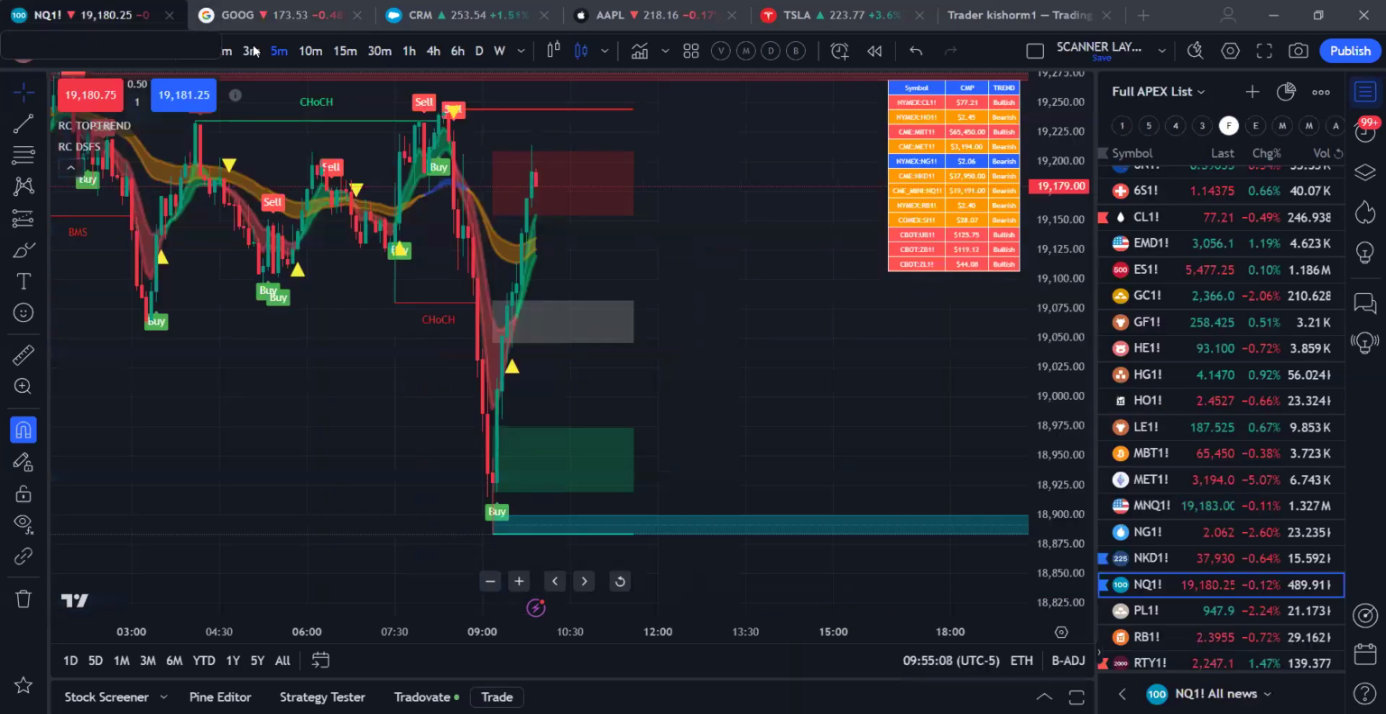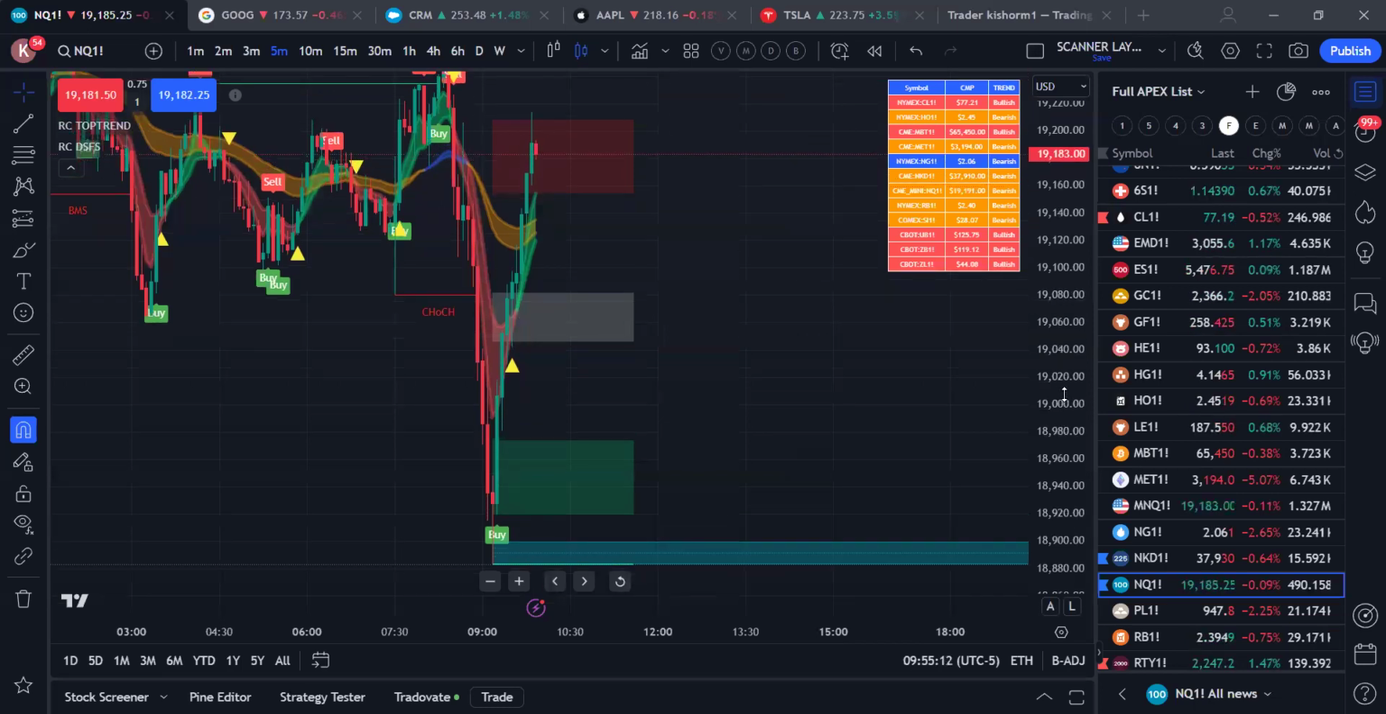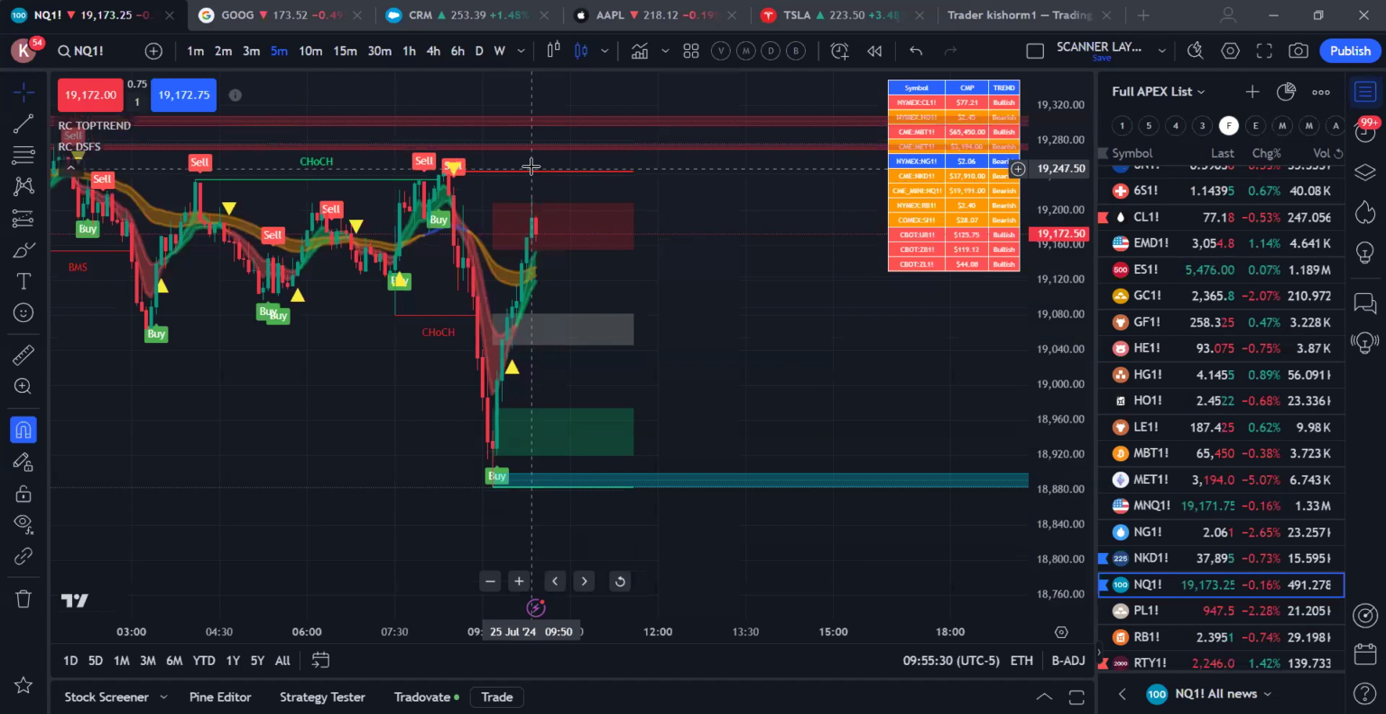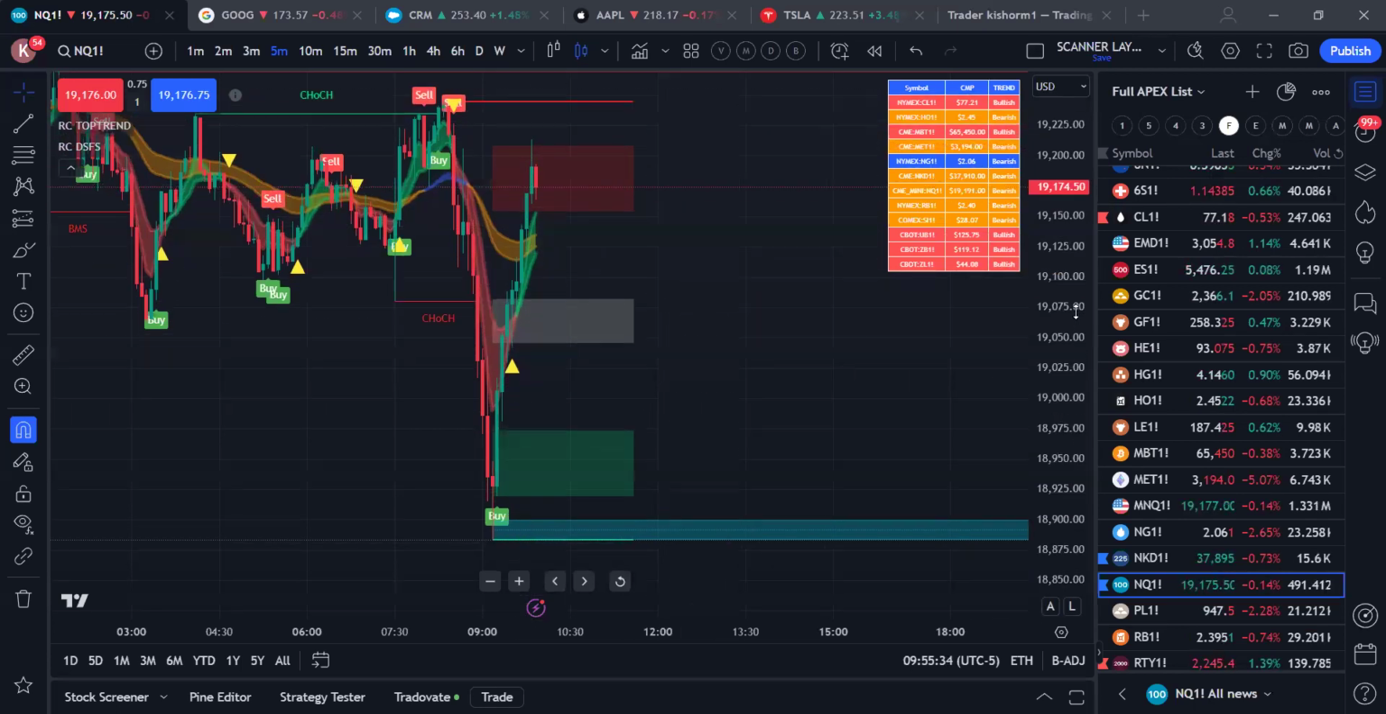So let's go to NQ. Whenever you get a sell signal, we may get a sell signal in one or two candles. But if it touches this one and drops, it is a much better opportunity.